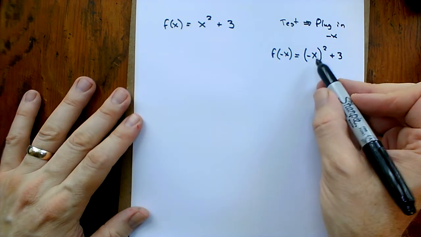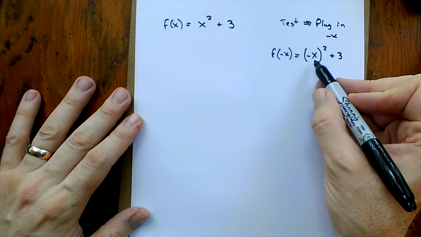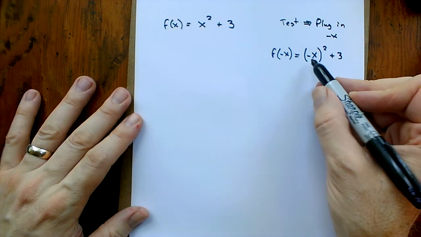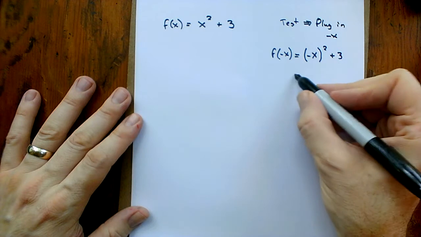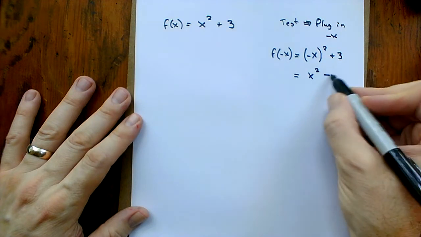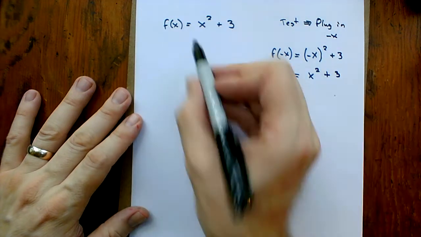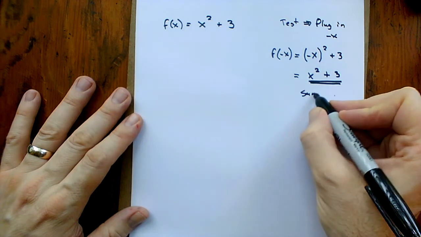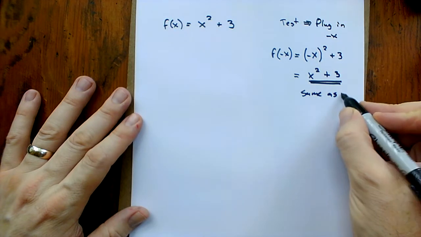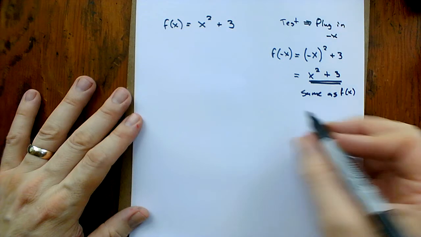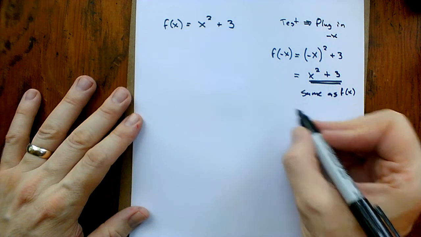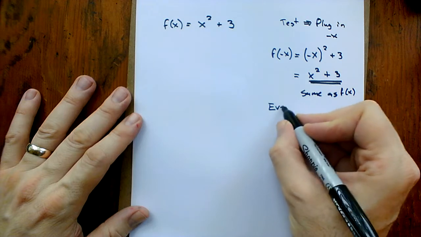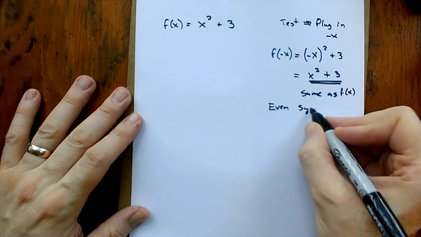Well, negative x times negative x is the same thing as, well, negative times negative is positive, x times x is x squared. So this is going to be the same thing as x squared plus 3. And notice that this right here is the same as our original, which tells us that this has an even symmetry.